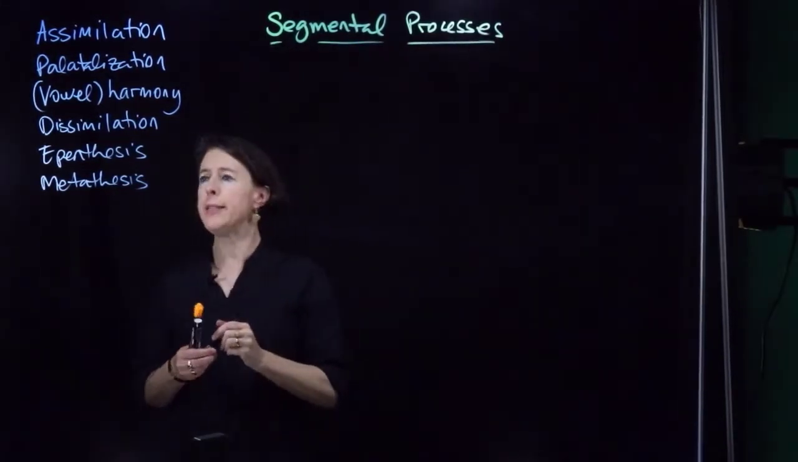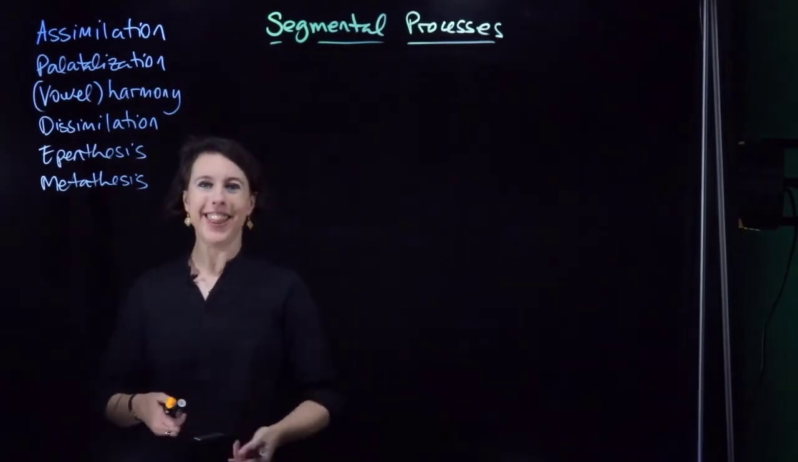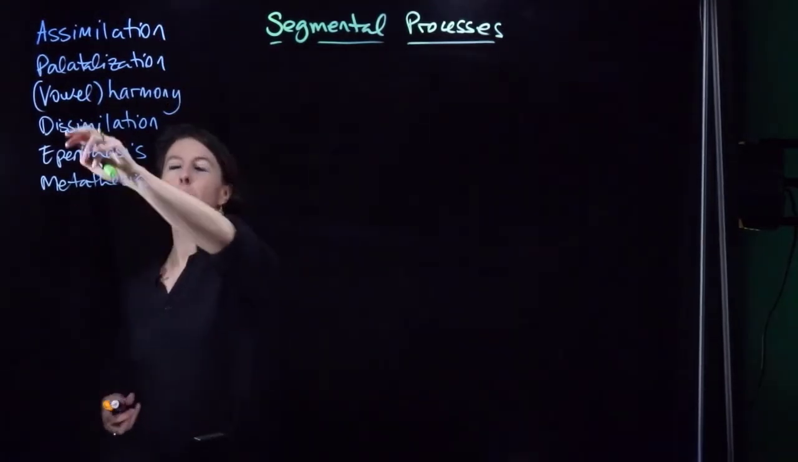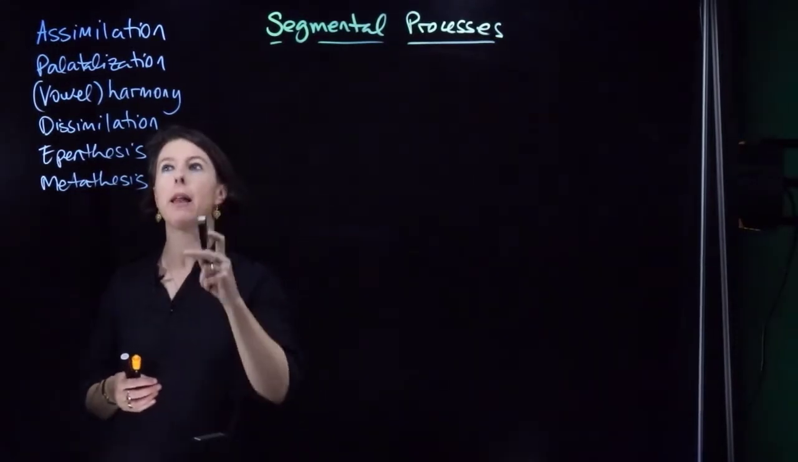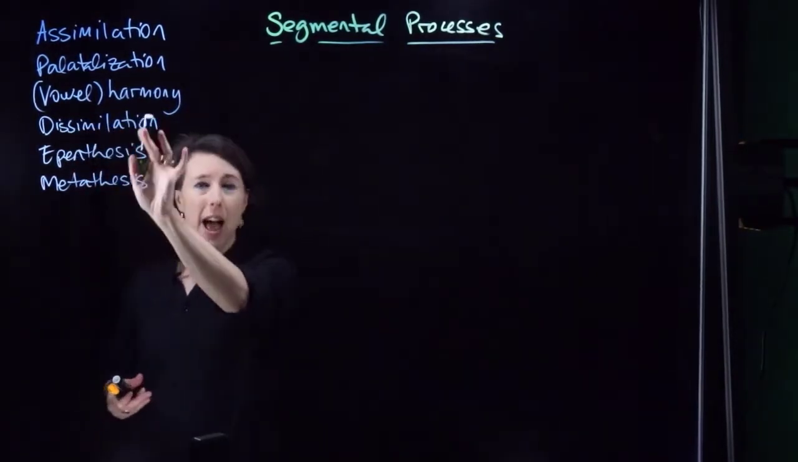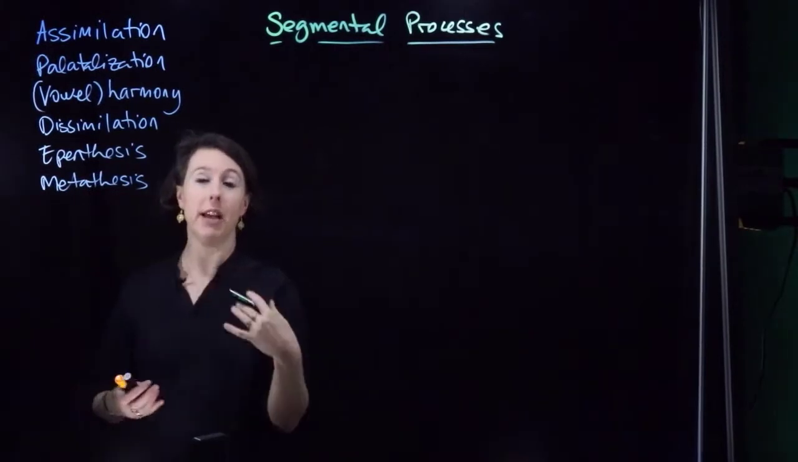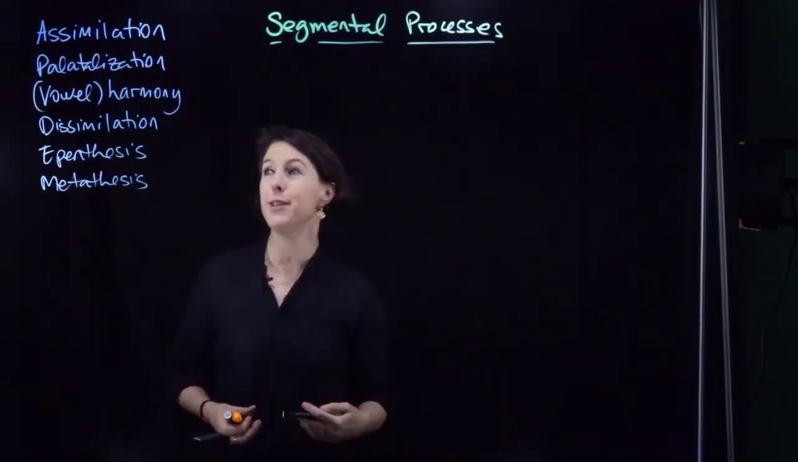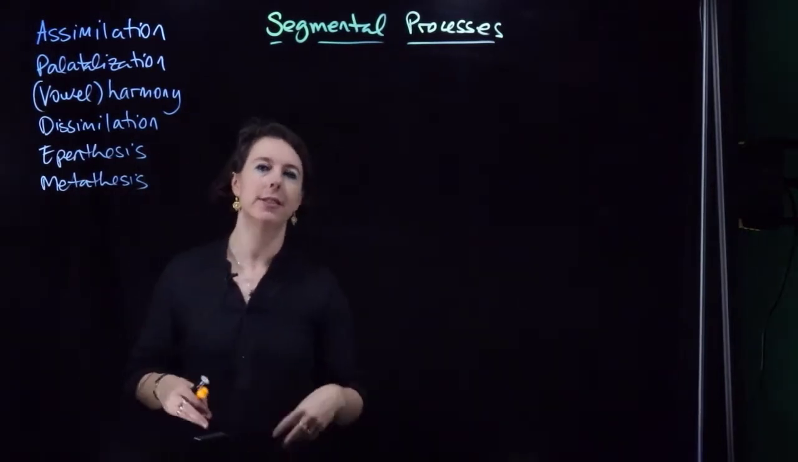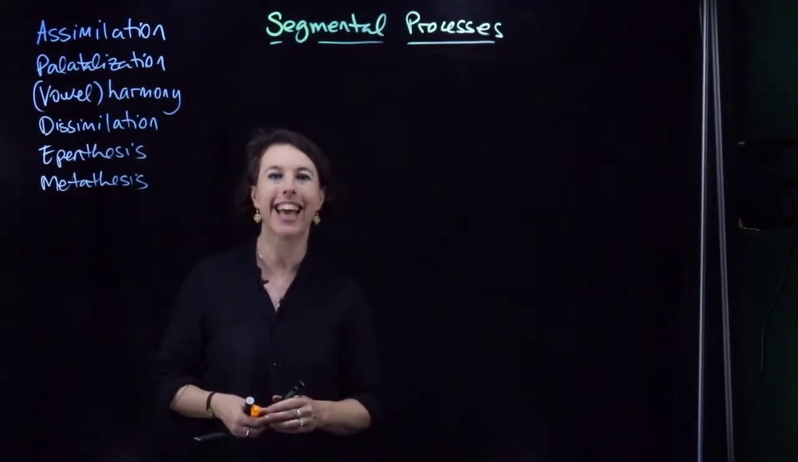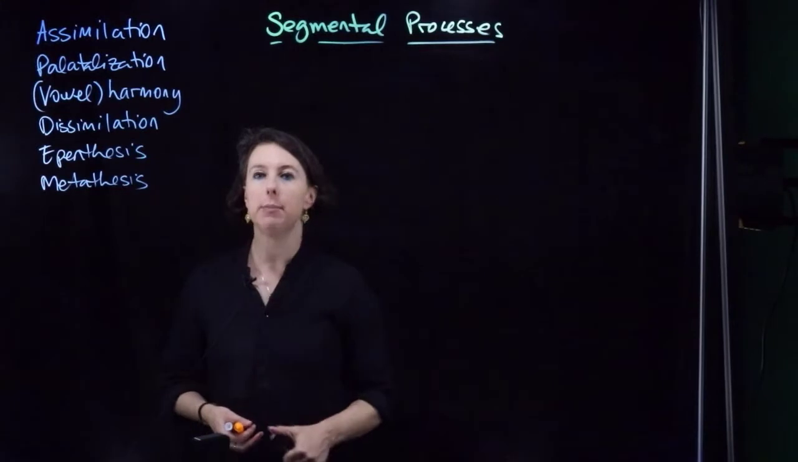Okay, so starting with assimilation, and then we'll look at a very specific kind of assimilation called palatalization. We're going to look at vowel harmony. We're going to look at dissimilation, which is the opposite of assimilation. We're going to look at something called epenthesis and something called metathesis. They're slightly different processes. Okay, so let's just start with assimilation.